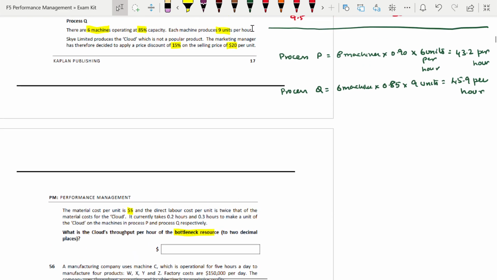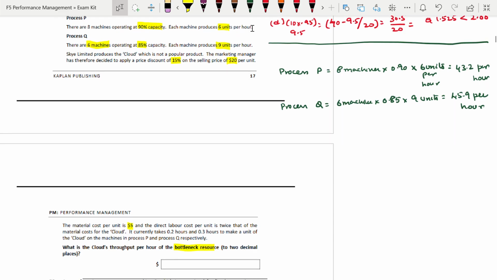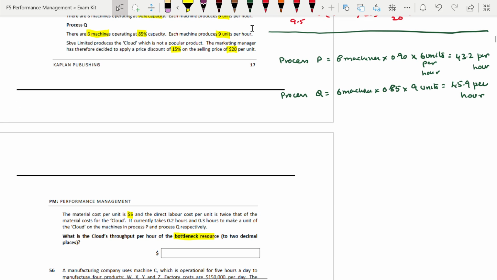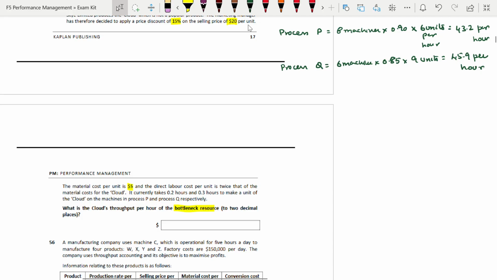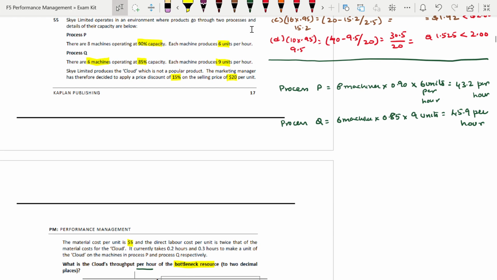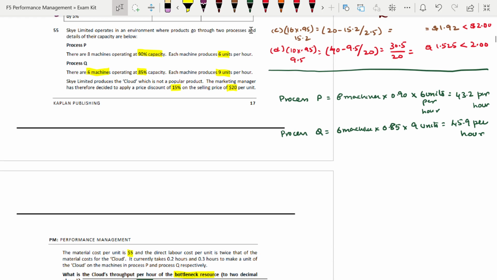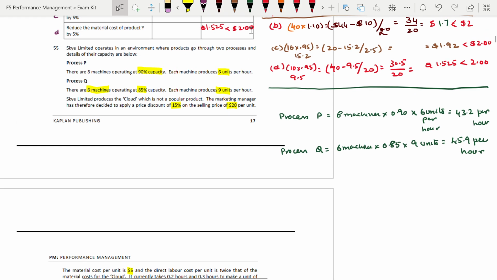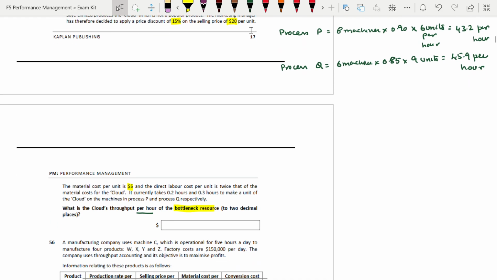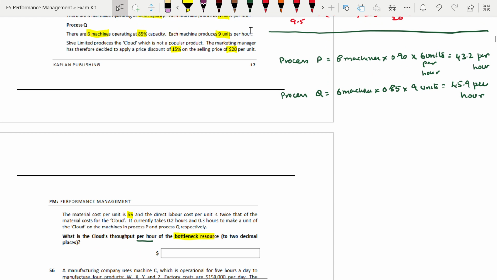Fine. Now they are asking how much is the throughput per hour. How much is the selling price of the bottleneck? The selling price is given here. Selling price is $20.